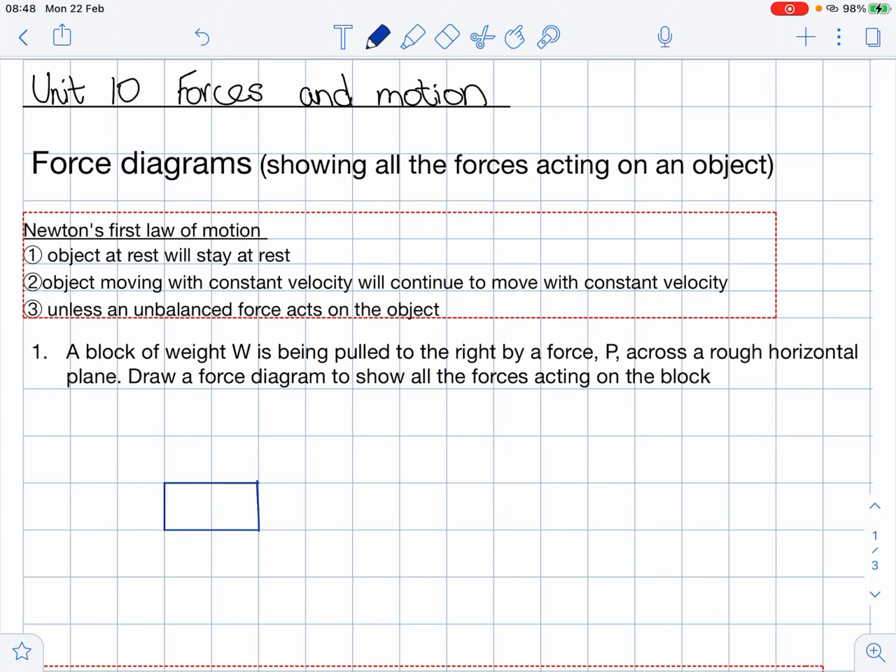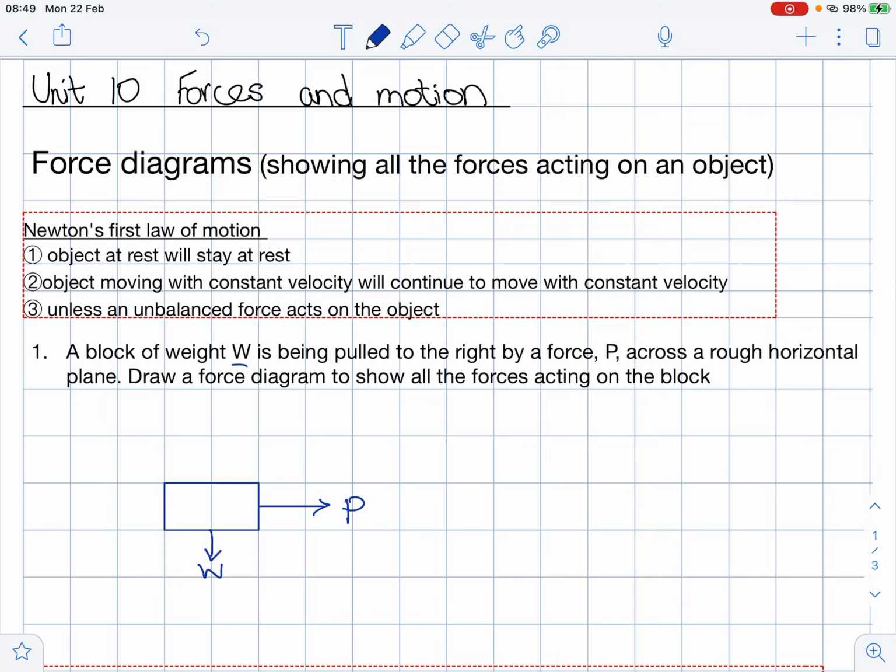So here is my block. Just read through the question. A block of weight W. We know that when it's weight, this means the weight is pulling down and the weight is W. Then we are told that there is a force of P pulling to the right. So this is my right, and we have a force of P pulling right.